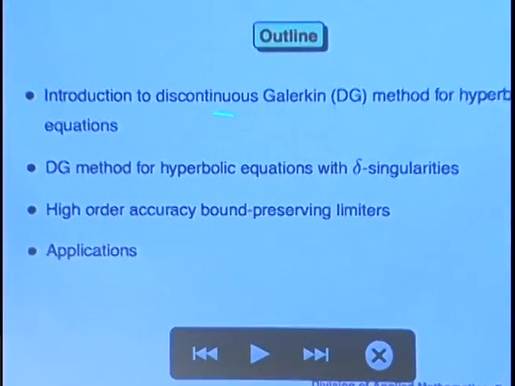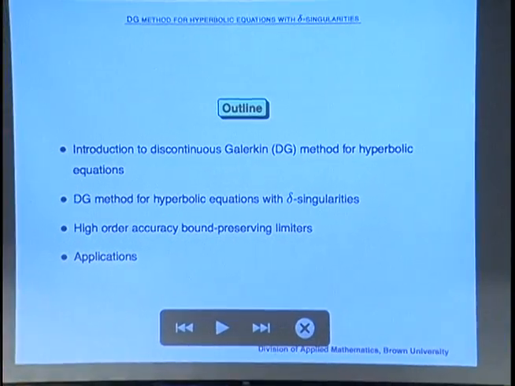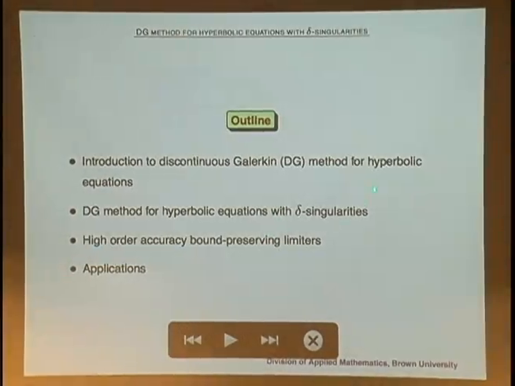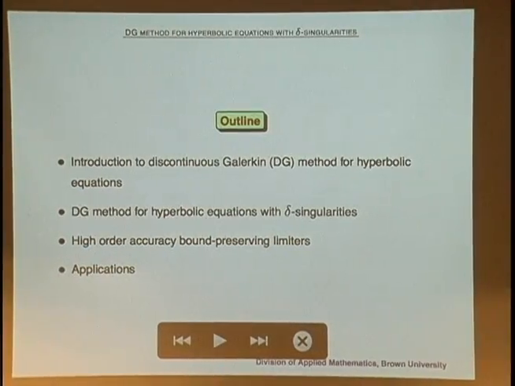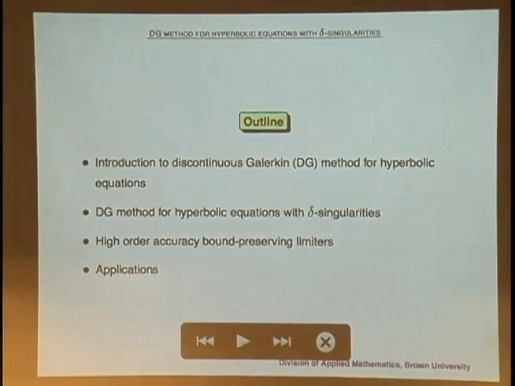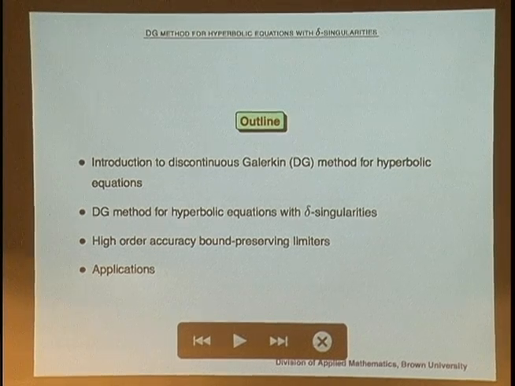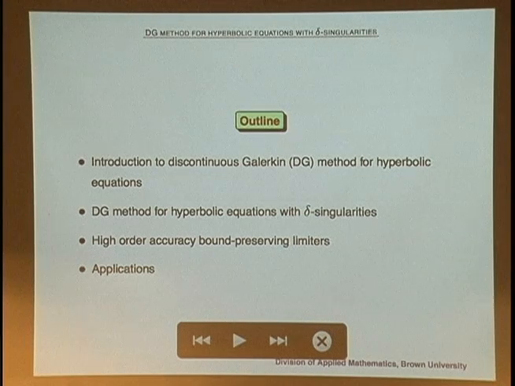So here is an outline. I will first give an introduction to this method for solving hyperbolic equations, then describe why the appearance of delta singularities would cause additional difficulties and how to deal with it. An important component of the difficulty, which can be overcome, is the high order accuracy bound preserving limiter, and we will spend some time describing this limiter, which is useful not only in this context, but also in other contexts. And then finally, some applications.